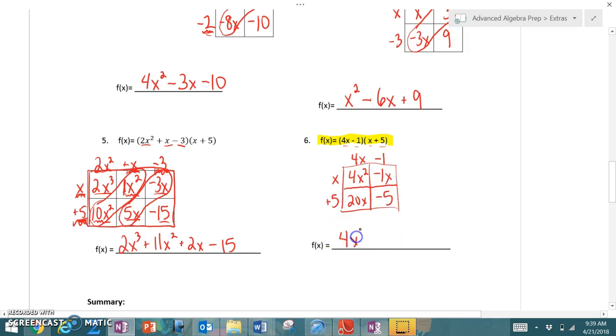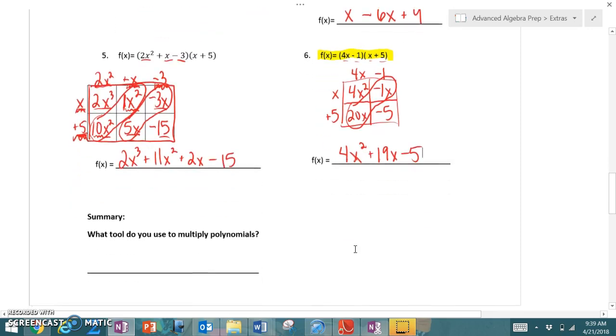Add them up, I get 4x squared, add my diagonal, because they're like terms, 20x minus 1x is plus 19x, and then minus 5. So that's our lesson for today. To summarize, what tool do we use to multiply polynomials? We're going to call this the box method.